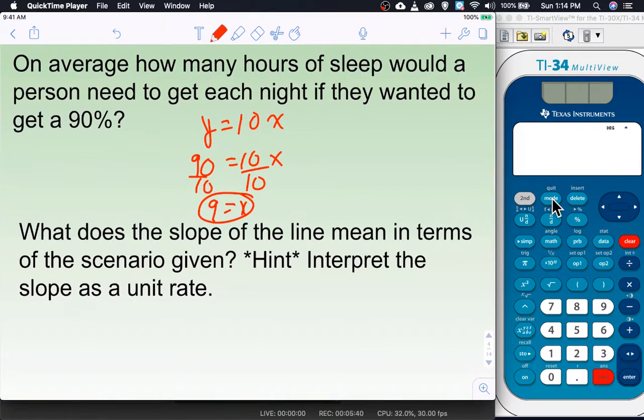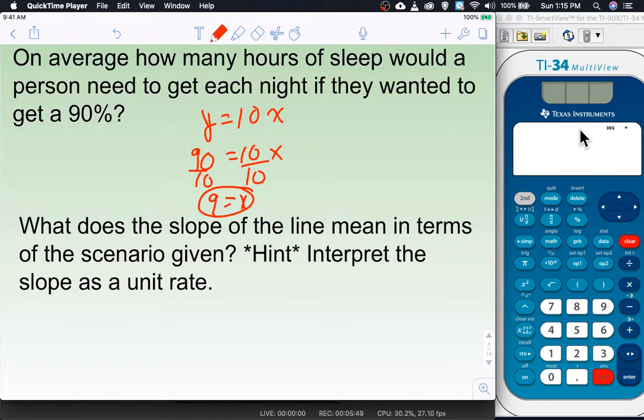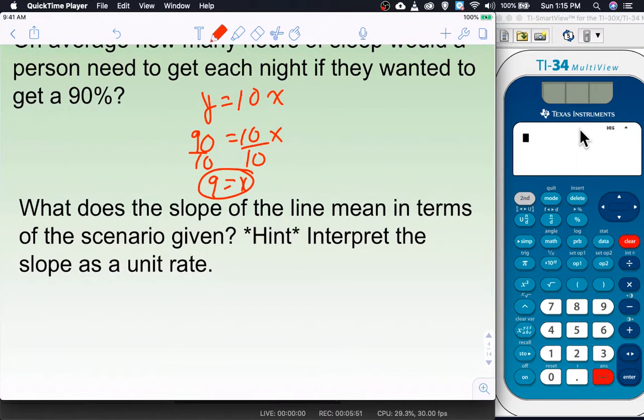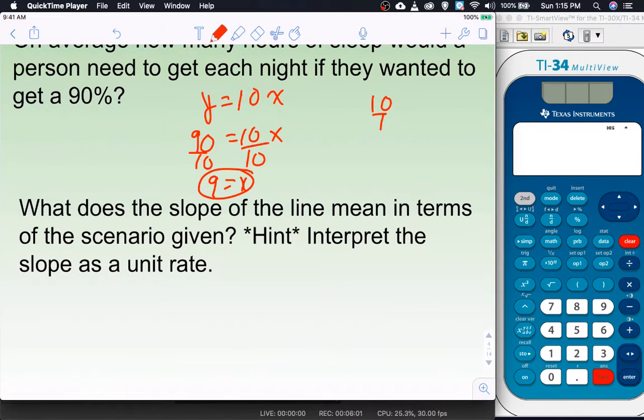What does the slope of the line mean in terms of a given scenario? Hint, interpret the slope as a unit rate. So the slope here is 10. And previously we had that as like 10 over 1. So what does that slope mean in the scenario of the people sleeping and their grade? How does it matter? Well, that slope of 10 over 1, if you remember when you found the slope, it's always like rise over run.